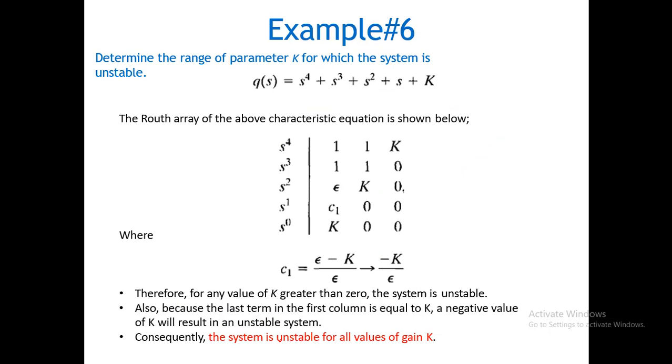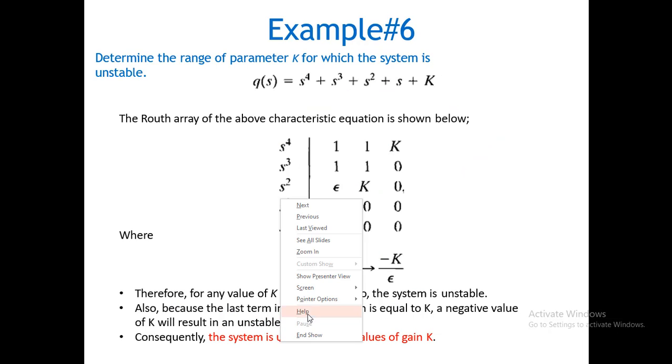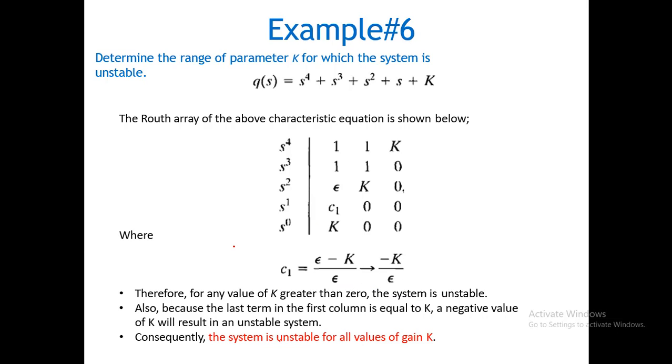Now let's talk about another very interesting example. We have to find the value of k for which the system is unstable. In the last part, we found the value of k for which the system was stable. Now it has asked us what is the value of k for which the system is unstable.